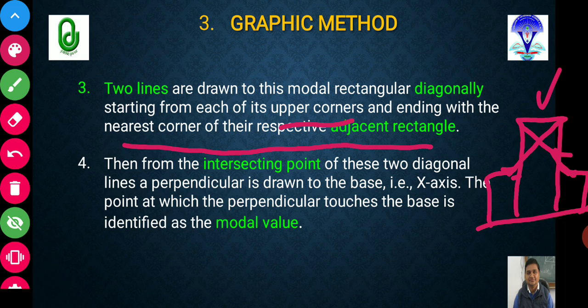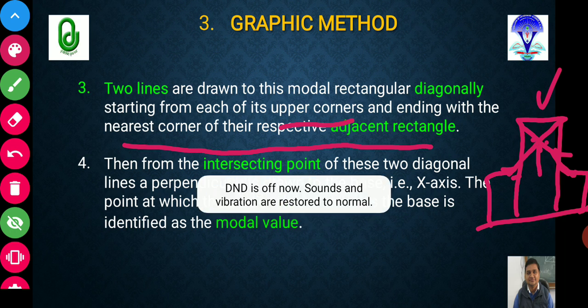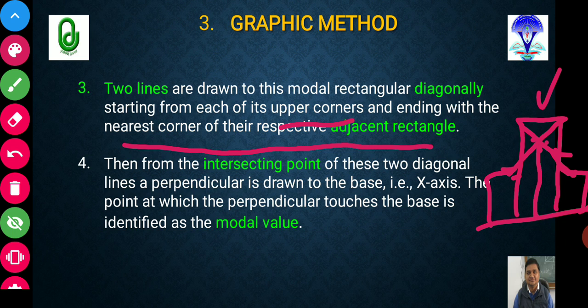Then from the intersecting point, so this is the intersecting point of these two diagonal lines, a perpendicular line is drawn. We have drawn a perpendicular line from here up to the base, and this is the value on the x-axis. The point at which the perpendicular touches the base is identified as the model value. So this will be the model value.